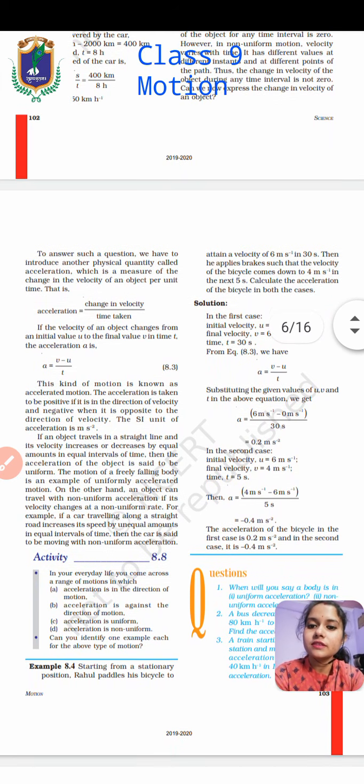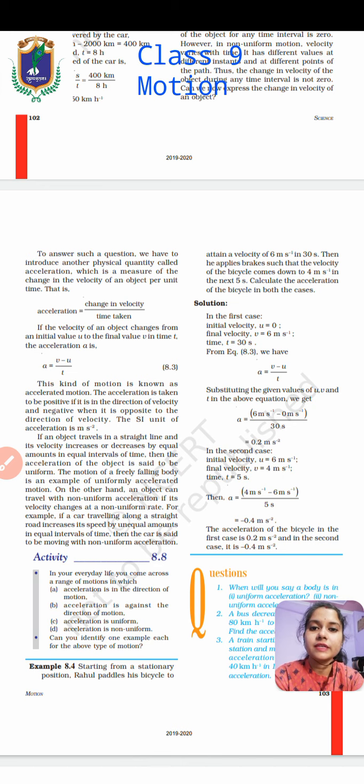And if there is any change in velocity, then we can say there is another quantity, that is acceleration. What is acceleration? Change in velocity upon time taken by that object. In every time interval, by how much is the velocity increased or decreased? How much is velocity increasing or decreasing in a fixed time? That is called acceleration.